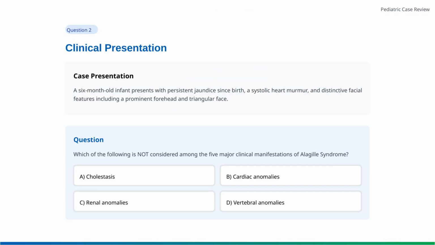A 6-month-old infant presents with persistent jaundice since birth, a systolic heart murmur, and distinctive facial features, including a prominent forehead and triangular face. Which of the following is not considered among the 5 major clinical manifestations of Alagille syndrome? Option A, cholestasis. Option B, cardiac anomalies. Option C, renal anomalies. Option D, vertebral anomalies. Consider the classic diagnostic criteria for Alagille syndrome and which manifestations are considered major versus minor features.